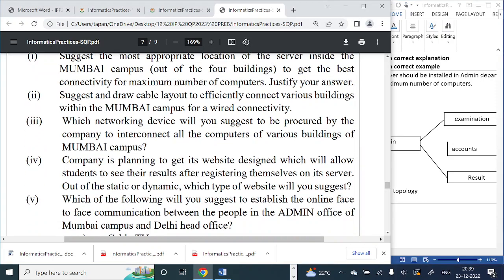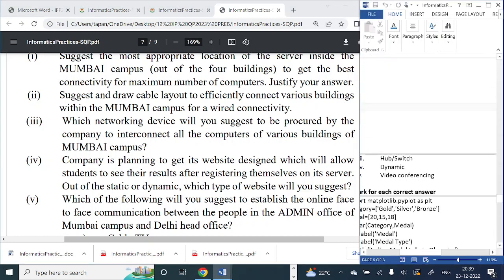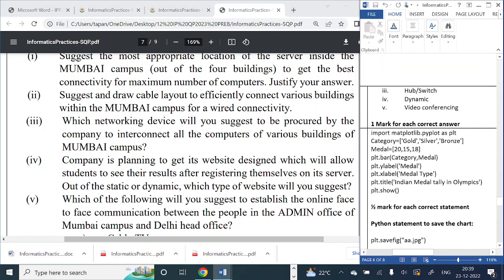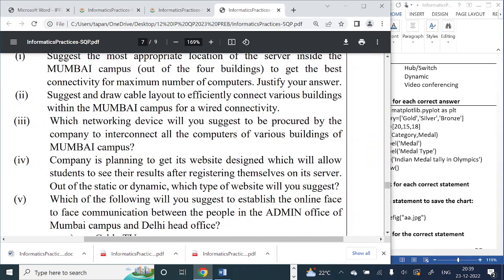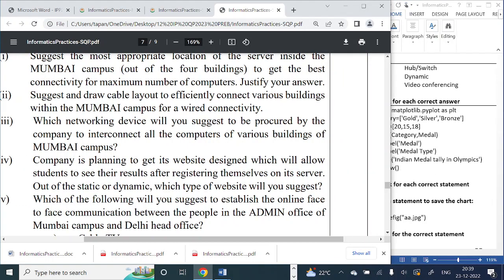Second one, third one is: which networking device will you suggest to be procured by the company to interconnect all the computers of various buildings? So here hub and switch they have given. Next one is: the company is planning to get its website designed which will allow students to see their result after registering themselves on its server. Out of static or dynamic, which type of website will you suggest?